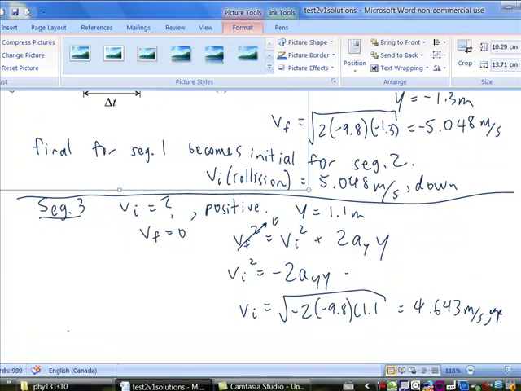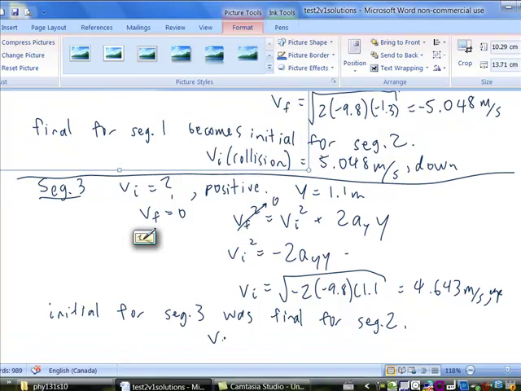Okay, and the initial for segment 3 was the final for segment 2. Make sense? So that means that the V final right after the collision is equal to 4.643 meters per second upwards. See what I'm getting at here?